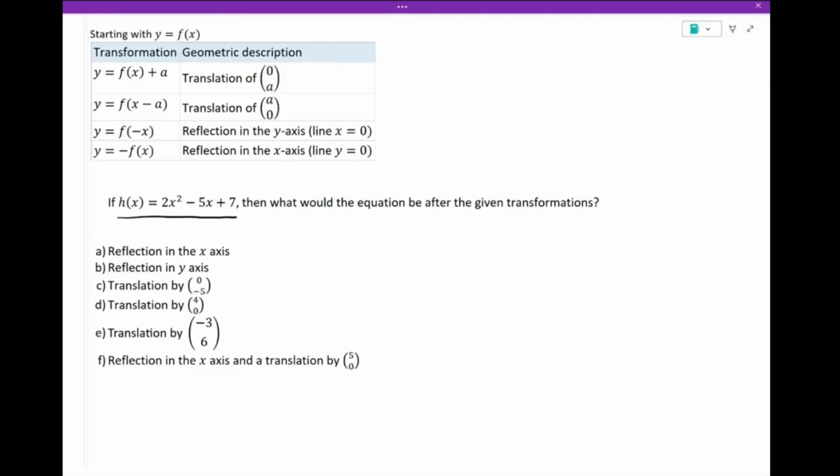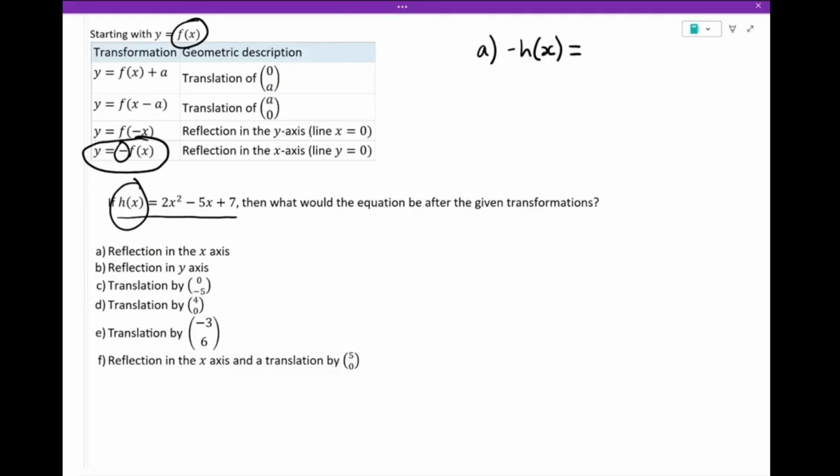Okay, so let's work our way through. Let's start with part A, which is a reflection in the x-axis. So if I go to my table, that is this one here. So remember, when we're reflecting in the x-axis, we are taking our initial function and we are multiplying by -1. So let's start by writing out what our equation is going to be in terms of h of x. Okay, so we're going to multiply that function by -1. So I would get negative h of x.